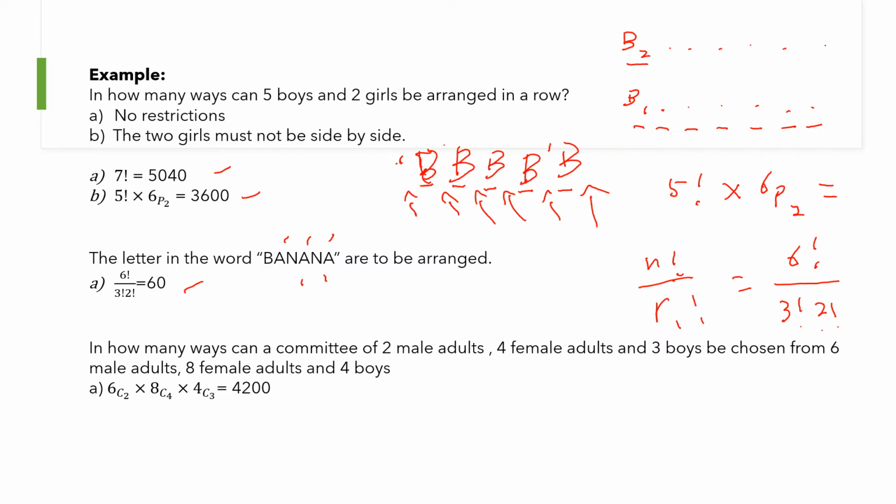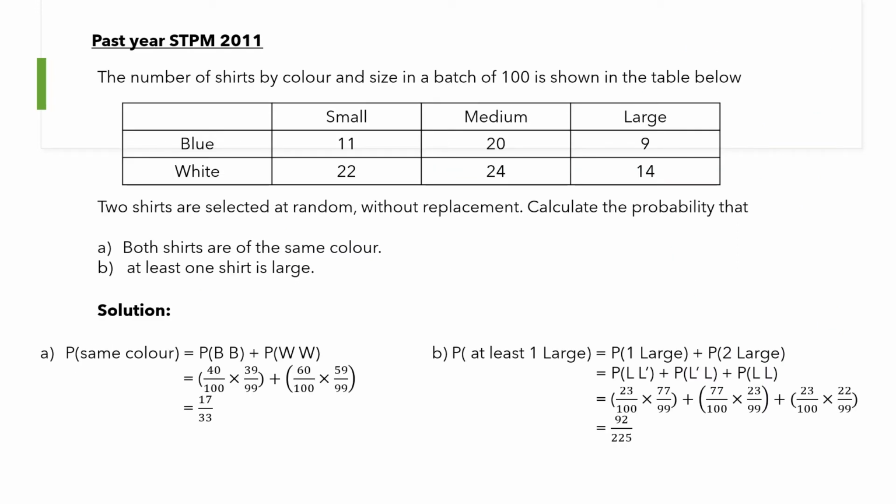Okay, so 6C2 because you're going to choose 2, 8C4 because you are going to choose 4 of the female adults, and 4C3 because you are going to choose 3 boys. For this, you are just going to choose, you are not going to arrange them. Permutation and combination. Now we look at the past question, STPM 2011.